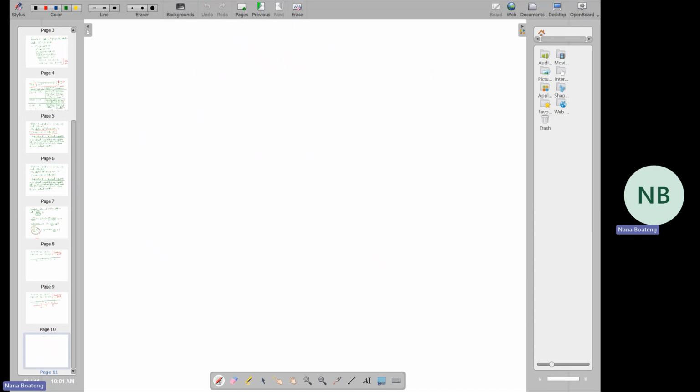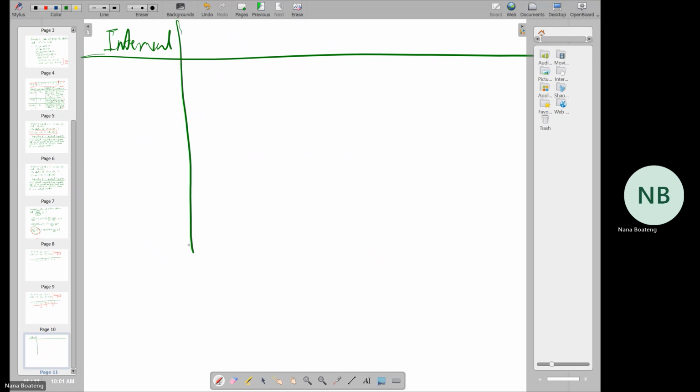So we have our interval, we have our test value, and we have f of x, which is equal to x minus 1 divided by x plus 1. And we have our conclusion here.